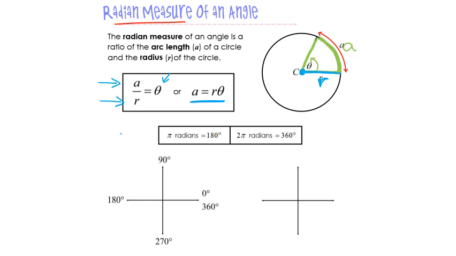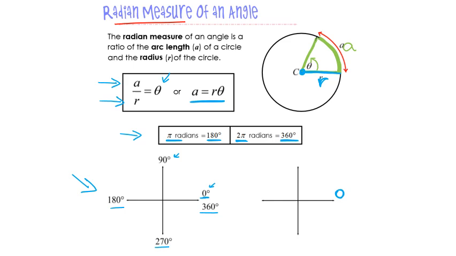Now for some quick equivalence, pi radians is equal to 180 degrees. 2 pi radians is going to be equal to 360 degrees. Now on the left, I've got my angles in degree measure. So I've got my 0 degrees, 90 degrees, 180, 270, and then all the way around is 360. Radian measure starts at 0 radians, which is in the same spot as 0 degrees.